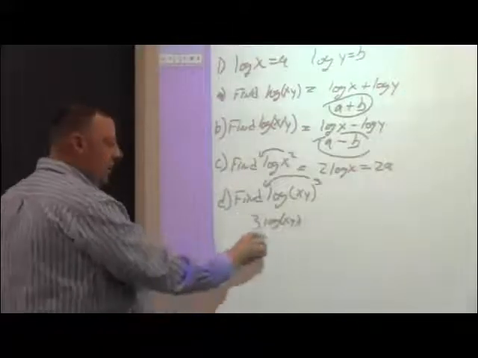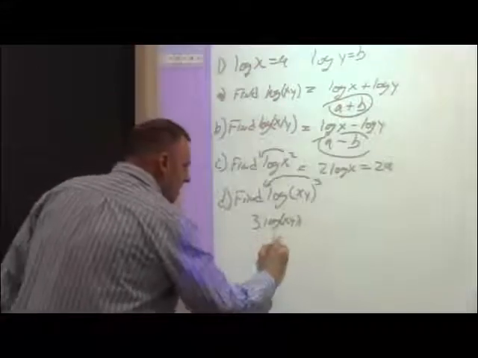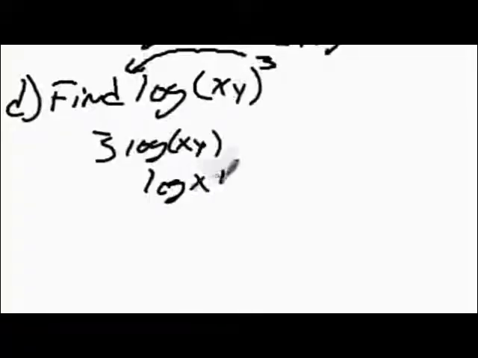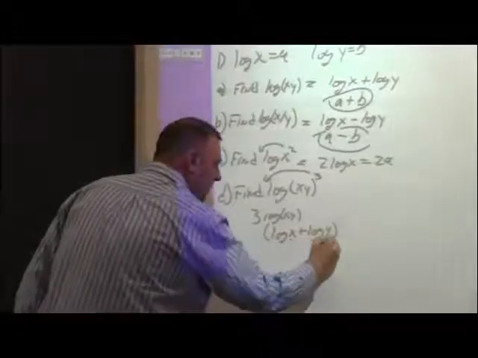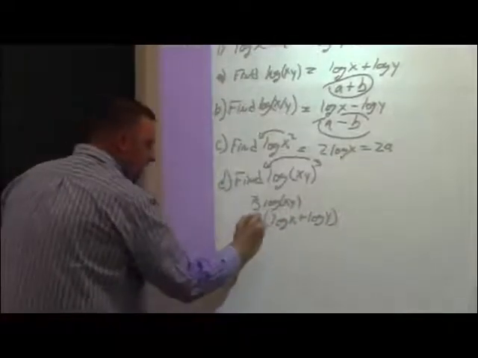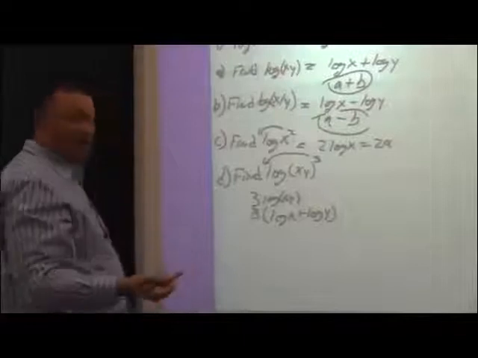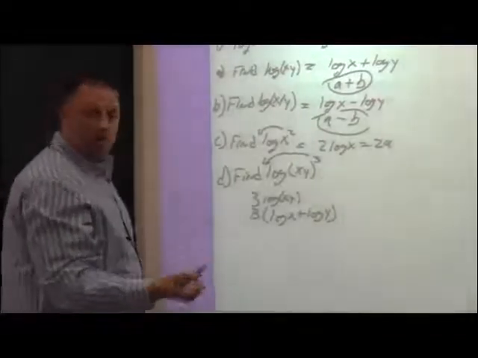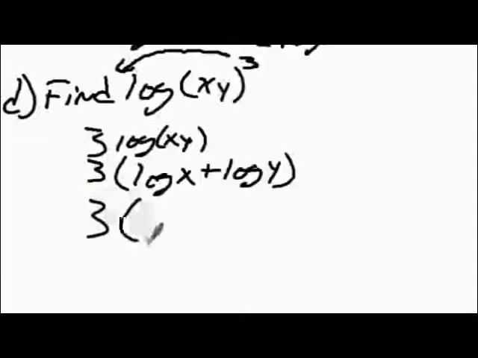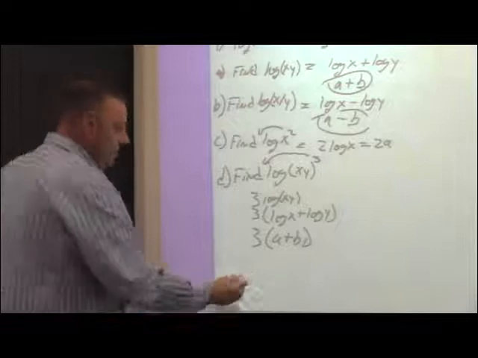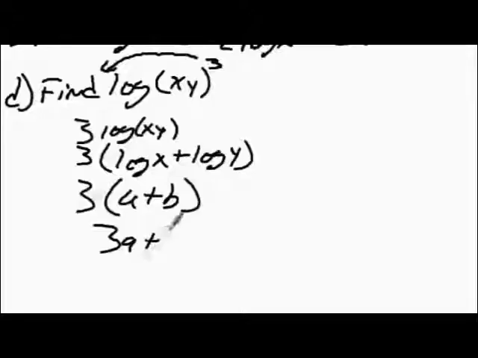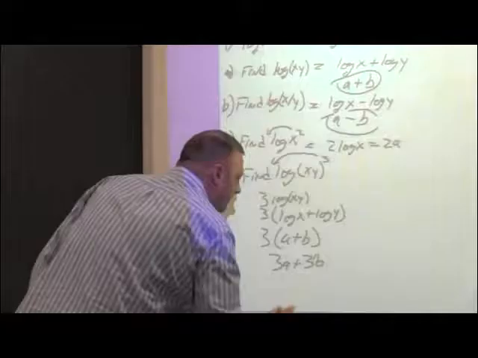And then you have to remember you can write log of xy as log x plus log y. Now you're going to put parentheses around it, because this means 3 times. So I'm going to bring that 3 straight down. Log x is a, log y is b. So you're going to get 3 times the quantity a plus b. They might write it like that on the ACT. They might distribute the 3, so you get 3a plus 3b.